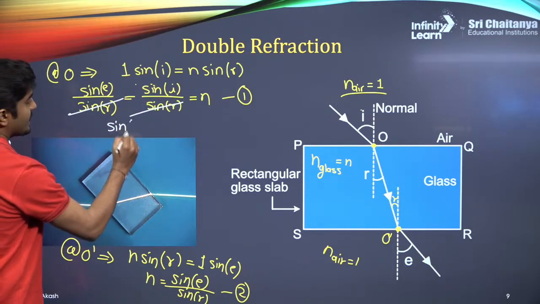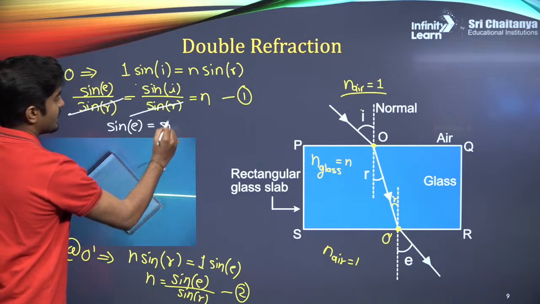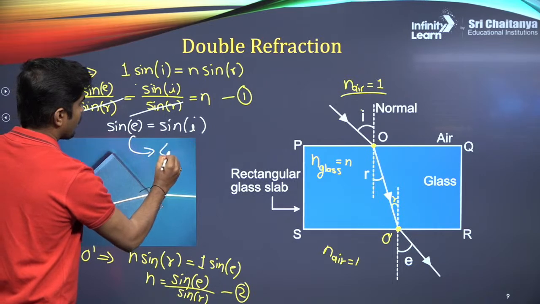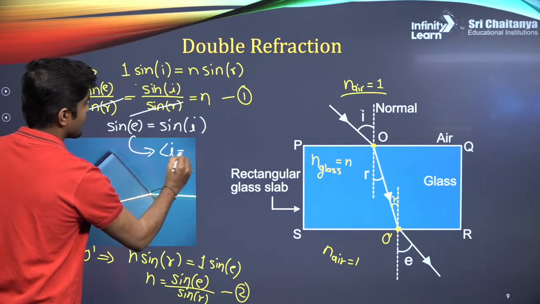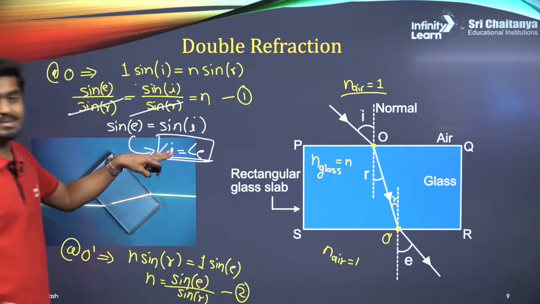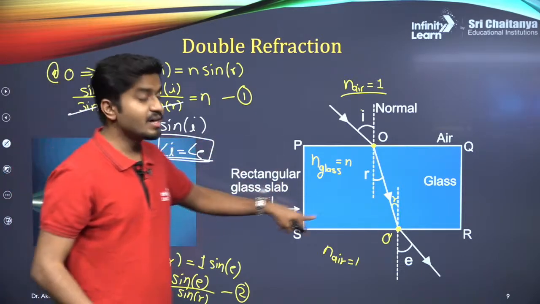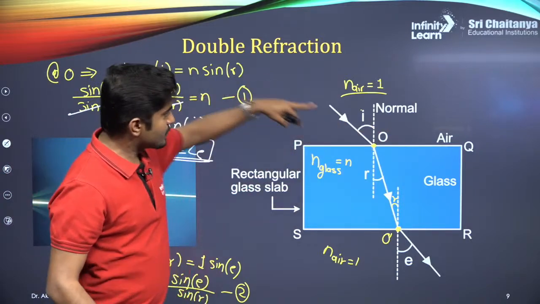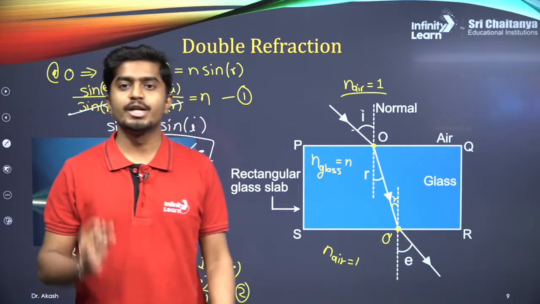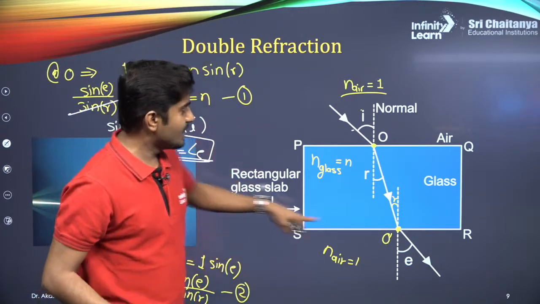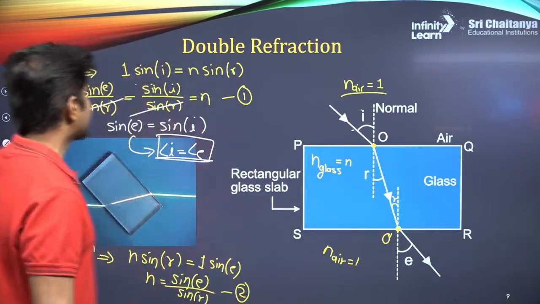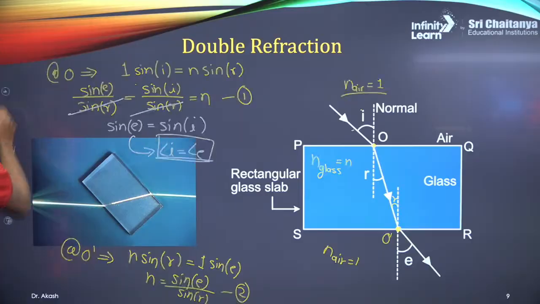So sine E is equal to sine I, and from here we get angle of incidence is equal to angle of emergence. So this is possible only when we have a rectangular glass slab. So this angle of incidence and angle of emergence are always going to be equal when you have the rectangular glass slab. So now let's learn more about this.